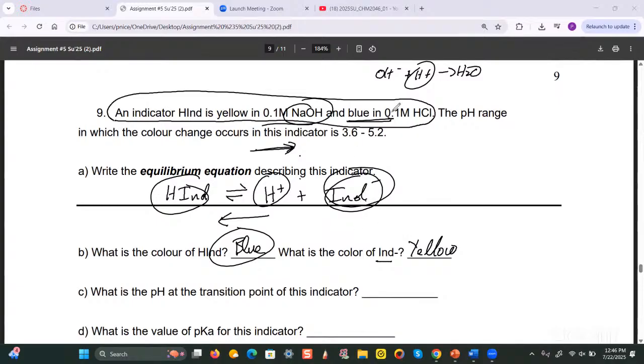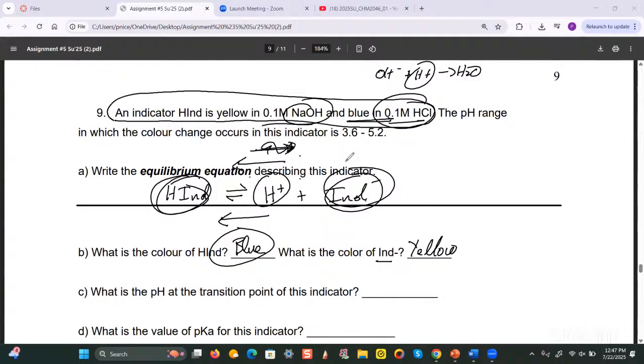All right? Now, in the case of the HCl, the equilibrium is going to shift in the other direction. And according to the question, it's blue in HCl, which means that the undissociated molecule must be blue, because that is what is formed in an acidic environment. So it's all about the equilibrium shift. It's going to shift to the left if there's a high concentration of HCl. Yes. Exactly. Okay, so that answers the first question.